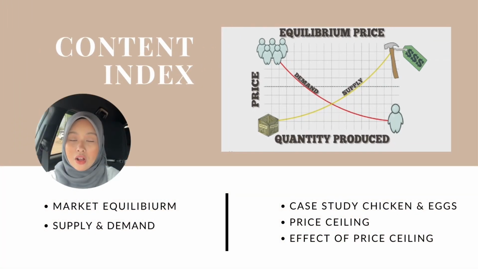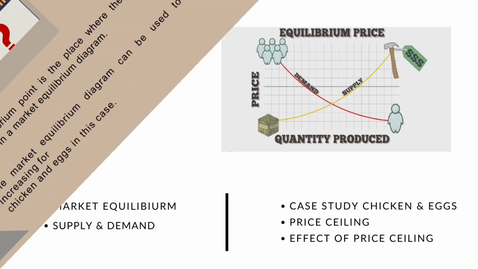In our slide of table of contents that we want to explain in this case, we have market equilibrium, supply and demand, case of chicken and eggs, price ceiling, and the last one is effect of price ceiling.